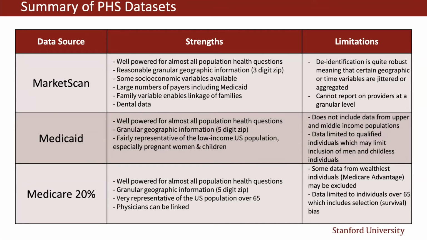We have a 20% sample for the years of 2006 through 2018. This is 20% of all Americans over the age of 65, so it's extremely representative for that population. It's very granular, it's very rich. And again, these people are followed longitudinally for a long time. So this is a fantastic resource if you're looking at older Americans.